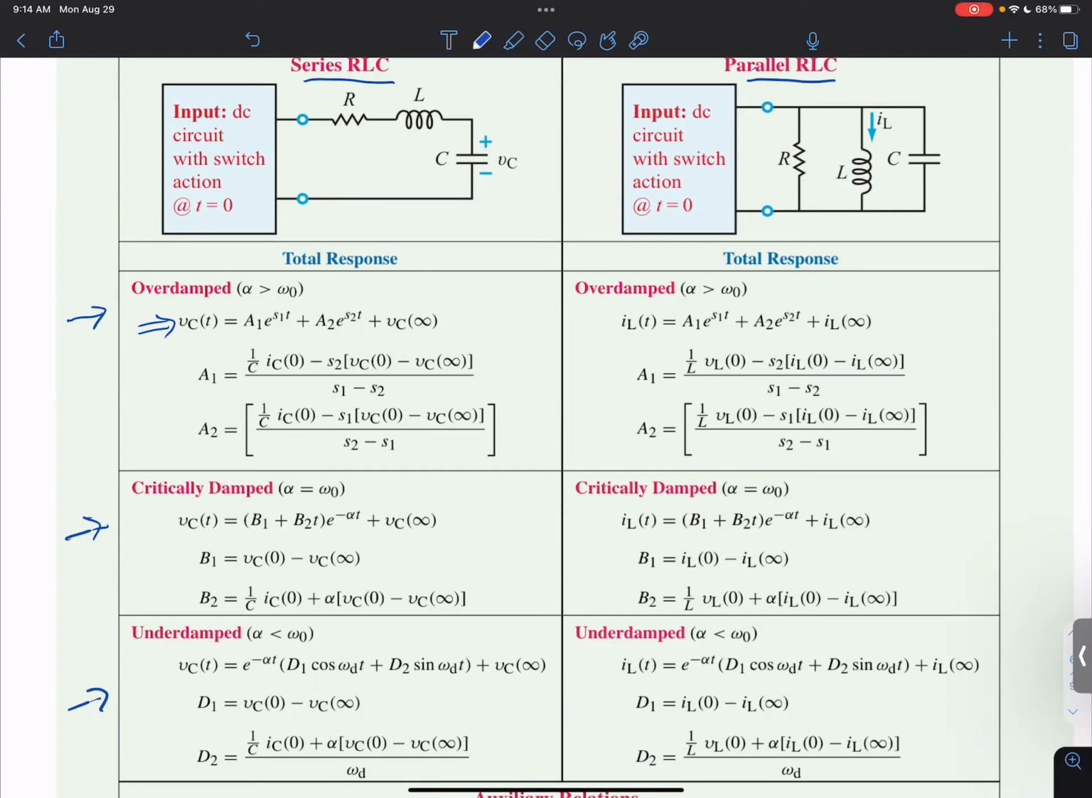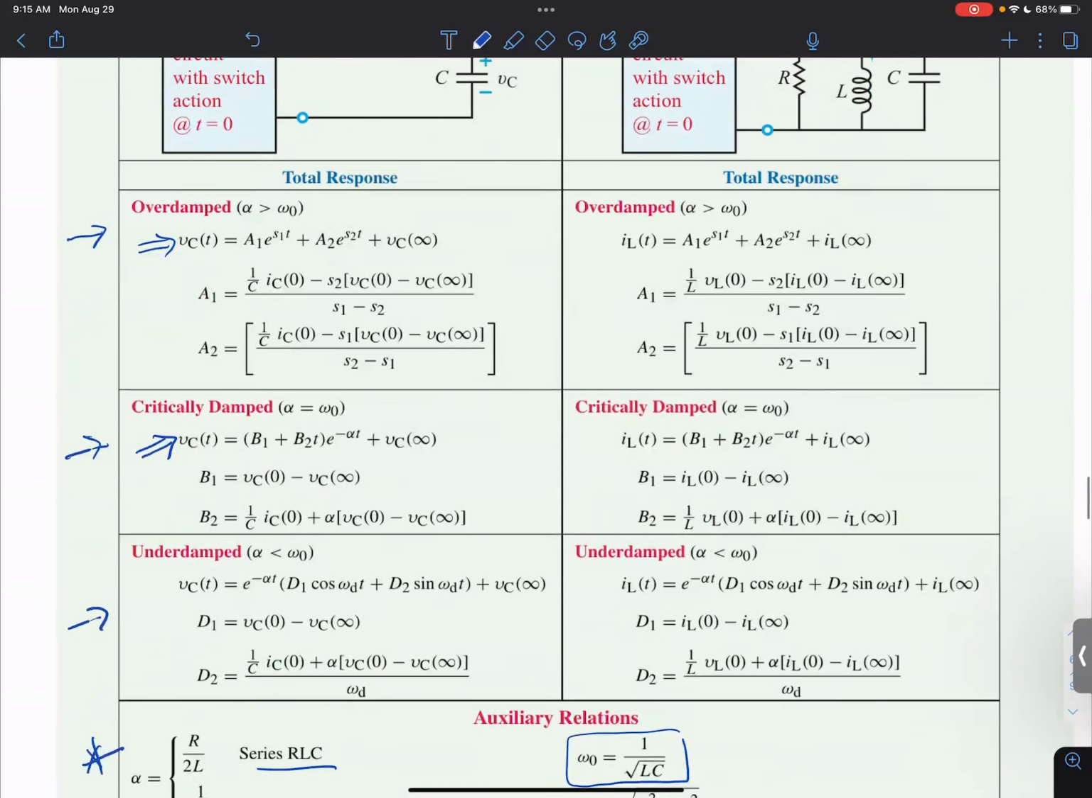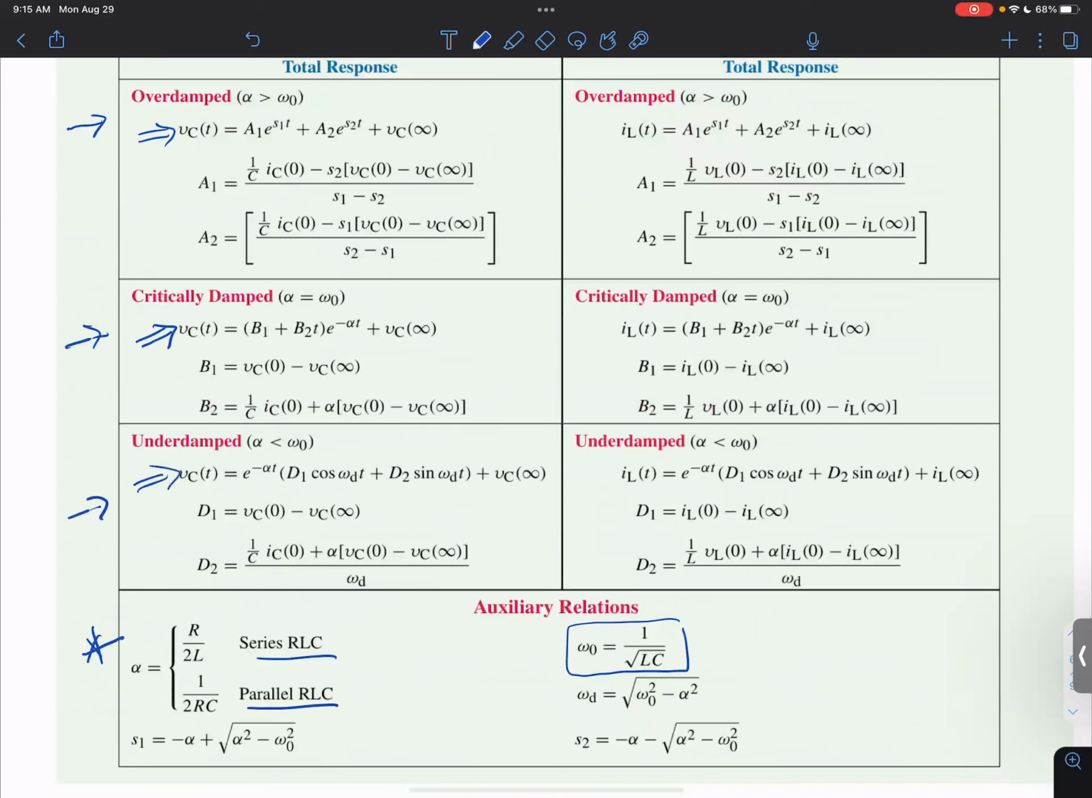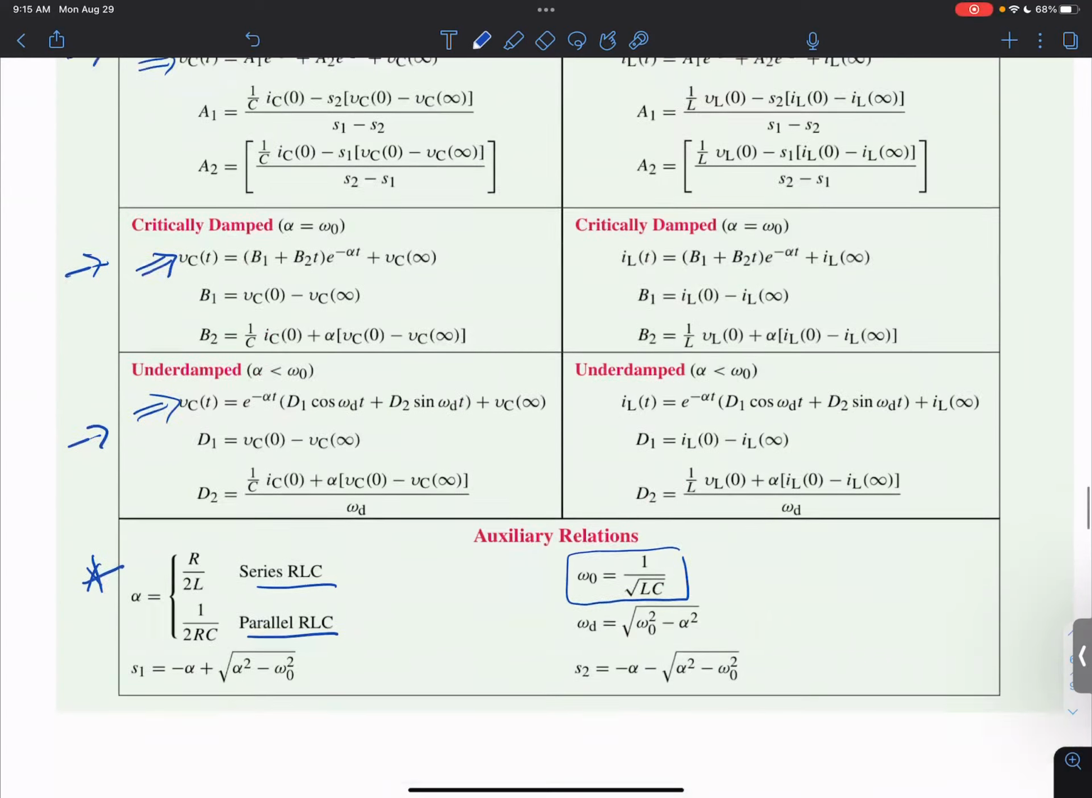So you have to find the initial value and the final value. That's what VC of zero means, and VC at infinity would be your final value. IC of zero means the current through the capacitor at zero, so that would be the initial current in the circuit. And then critically damped, it's going to be this equation instead. And for underdamped, it will be this equation. For each of these, they have variables in there, D1, D2, or B1, B2. And so we're going to look at how you find those values.